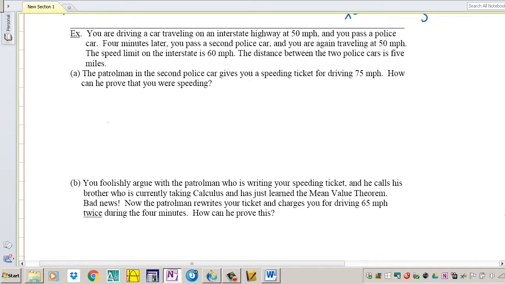So let's go ahead and draw a picture. Let's say you're passing point A, and point A is the first police car. 4 minutes later, you pass a second police car. Let's call this point B, and again you are traveling 50 miles per hour. So this is 50 miles per hour at point A, 50 miles per hour at point B. The speed limit is 60 miles per hour. The distance between the two police cars is 5 miles. So you're talking about a distance of 5 miles between these cars.